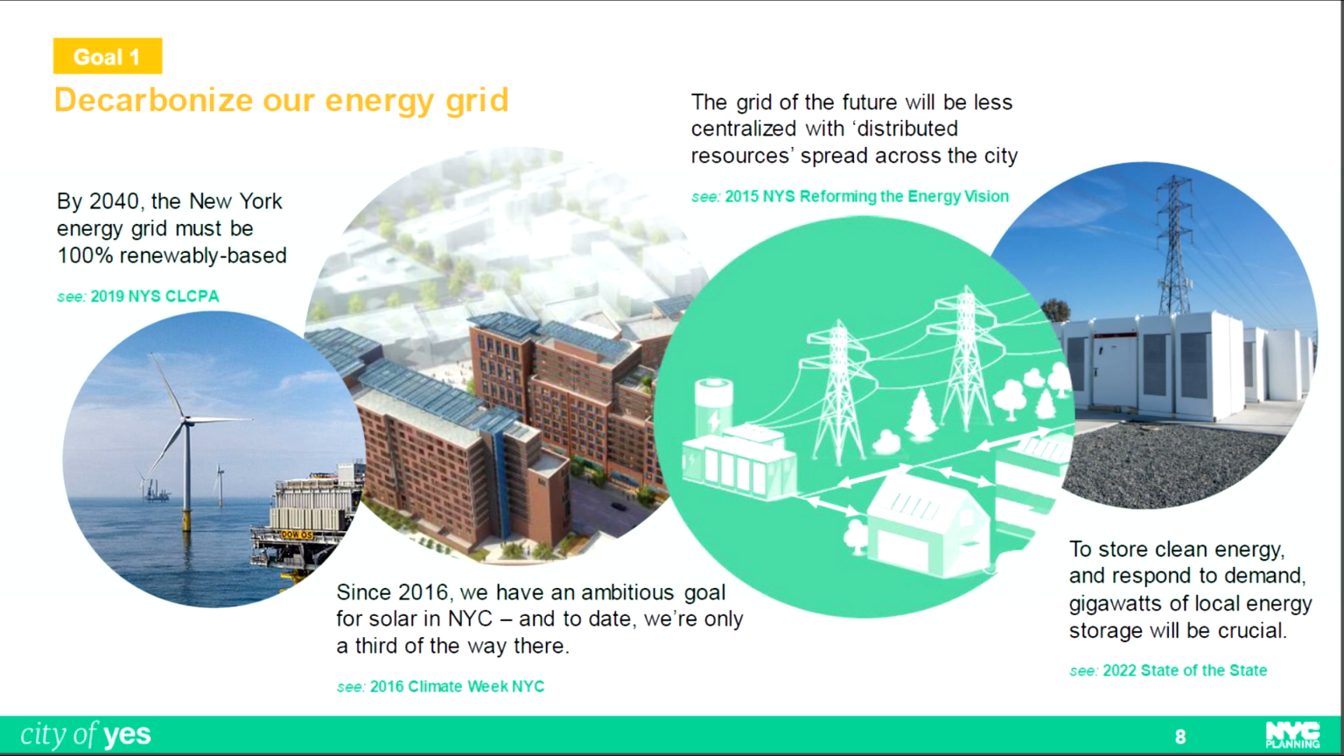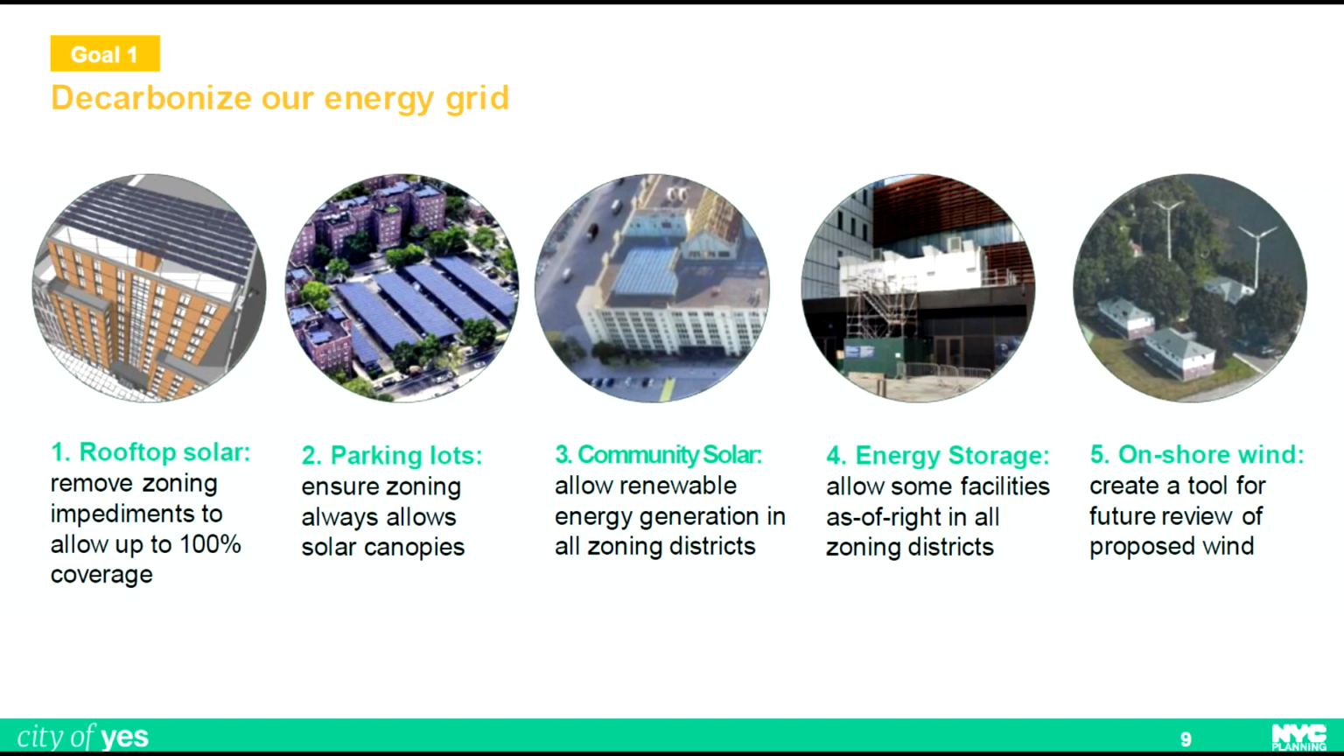Second, we need to do something similar with our city's 8,000 acres of open parking areas, ensuring that zoning is updated to always allow solar canopies over parking lots where they exist. Third, community solar, where one site is generating clean energy that's used throughout the neighborhood, is currently considered a commercial use in our zoning, which limits where it can be installed. This proposal will allow community solar to be installed in all districts, including, for example, residential campuses, hospitals, schools, and colleges located in residential districts.